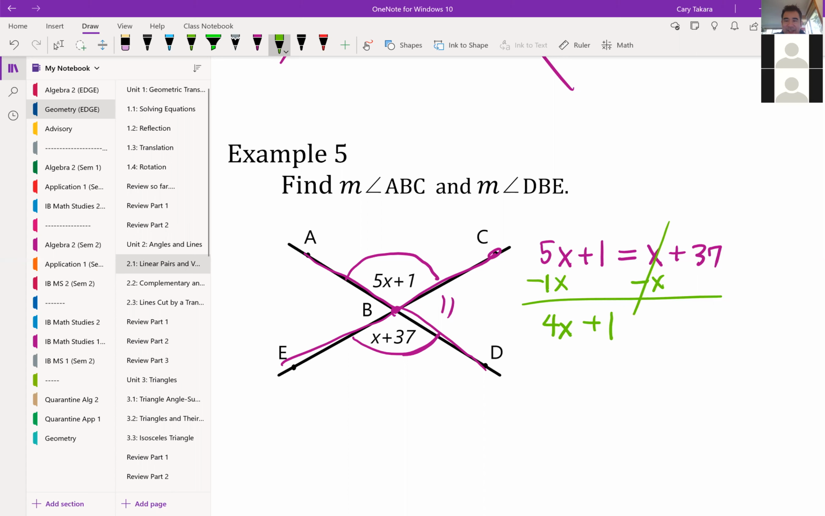plus 1 equals 37. And what do we do next? Can you go from there? Now let's subtract 1 on both sides. It's 4x equals 36. Yeah, very good, Elizabeth. And divide by 4, divide by 4. So x equals 9.